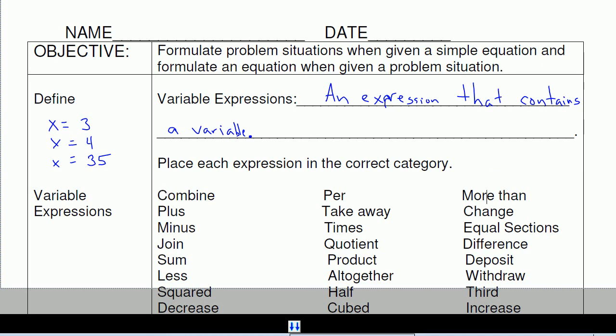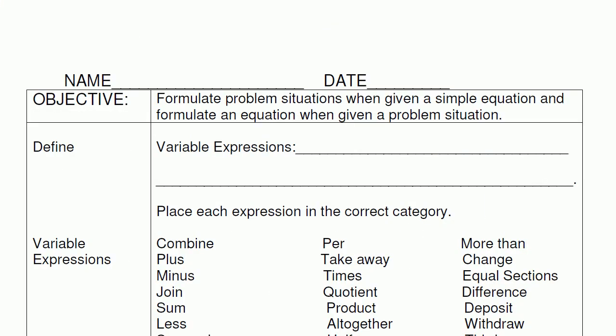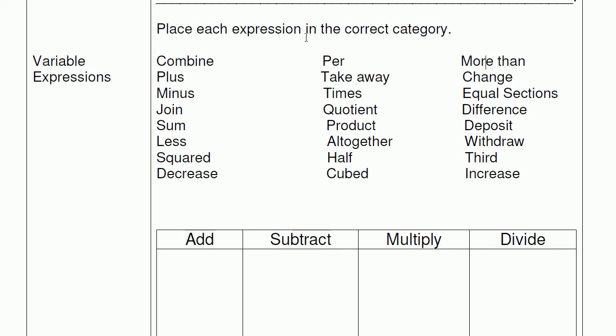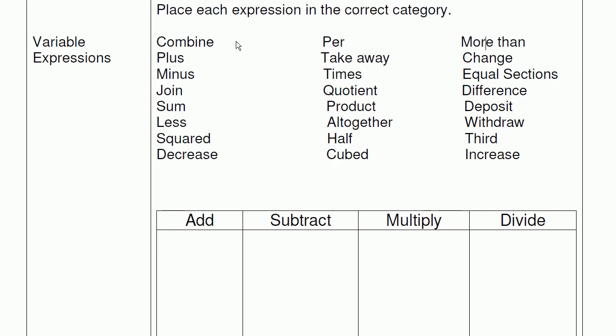Okay? So now let's talk about these other words that we have here in your notes. It says to place each expression in the correct category. So each one of these expressions we're going to put into add, subtract, multiply, or divide. We're going to do this so that whenever we read the problems and write an equation, we'll have some of these words to let us know what they mean. Do they mean add? Do they mean subtract, multiply, or divide? Okay, so we're going to do that right now.